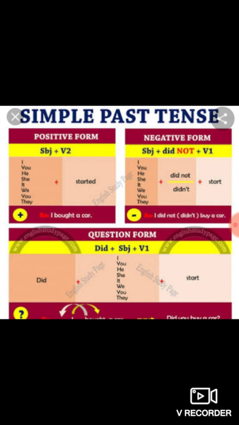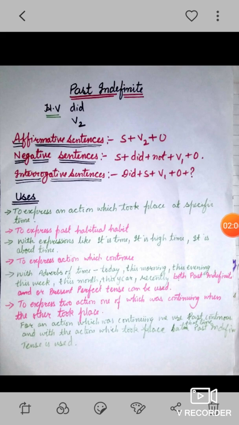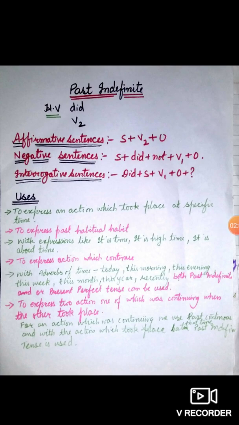But in negative, it is subject plus did not plus V1 plus object, with all the pronouns: I, you, he, she, it, we, you, they. And in interrogative sentences, did plus subject plus V1 plus object is the formation. I suppose the formation of this tense is clear to all of you.